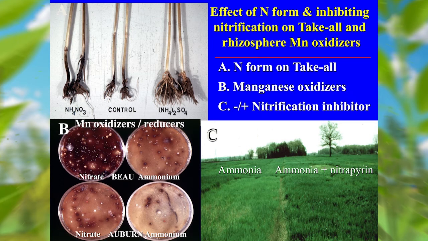You can see that in practice, where we applied ammonia to both of these plots. It's in northern Indiana, but you see where we didn't inhibit nitrification and it was converted to nitrate nitrogen fairly quickly. That yellowing is because there aren't a lot of functional roots left because of the take-all disease here. Very good control of this disease where we inhibit nitrification, provide the ammoniacal source of nitrogen.